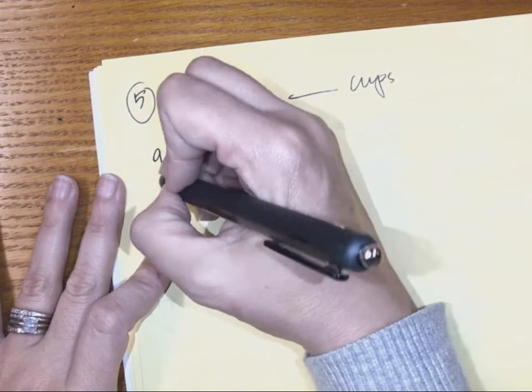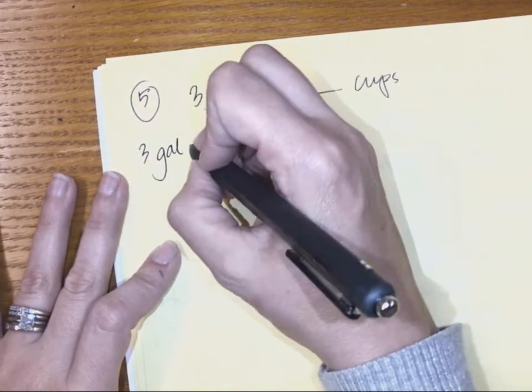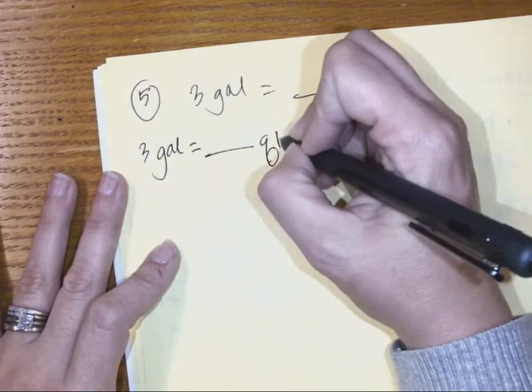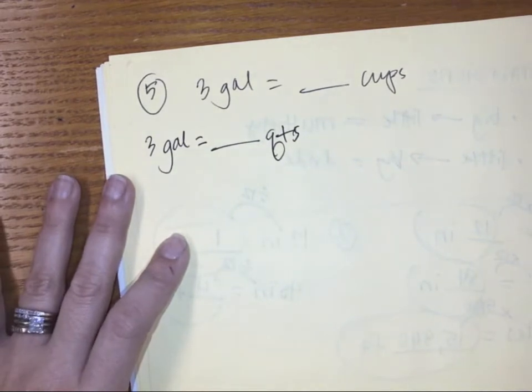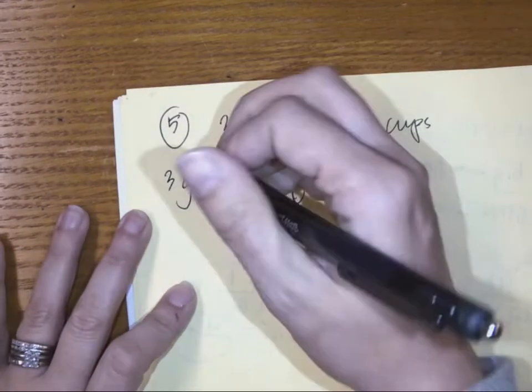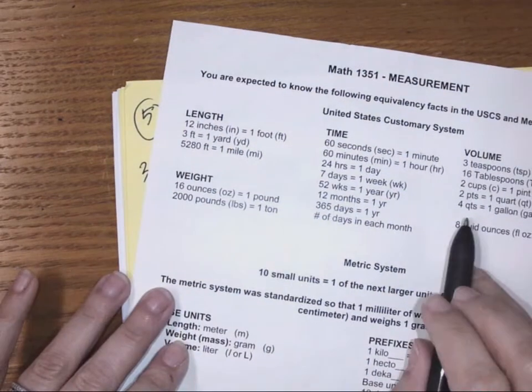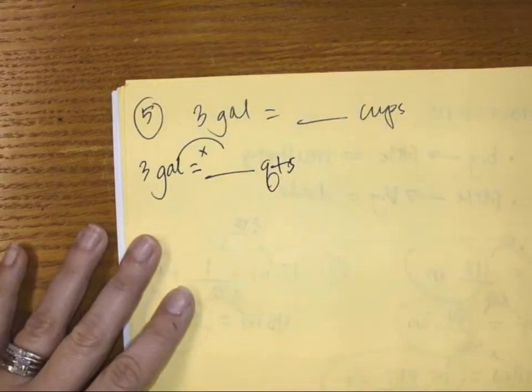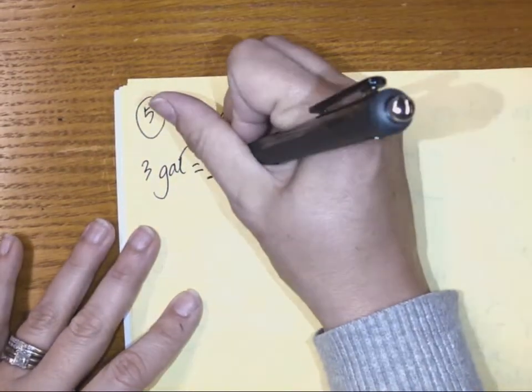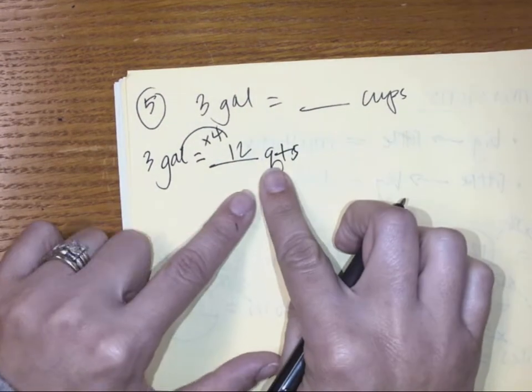Okay, so starting off with 3 gallons, I need to turn into quarts first. To turn it into quarts, this is a bigger measurement, this is a smaller measurement, so I'm going to multiply by a number. The number I multiply by, there are 4 quarts in 1 gallon, so I'm going to multiply by 4. 3 times 4 is 12.